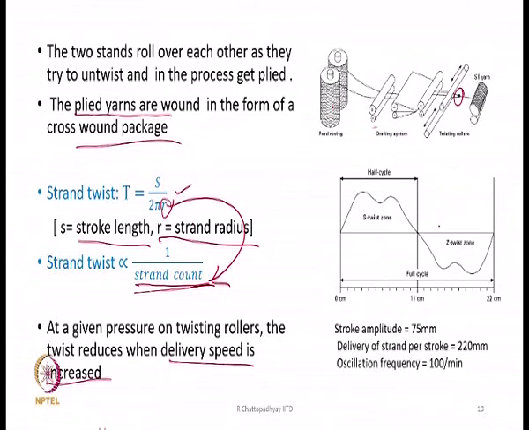Typically, the way the twist varies is shown here. Generally, the stroke length is typically 22 centimeters. So, S twist followed by Z twist, and there is a zone which is 0 twist. It is not really a point, in the actual case it will be a kind of zone. So, S twist will gradually develop, and then it will go down, and Z twist will be there. So, along the length of the individual strand you will have Z S, and between Z and S there is a portion which will be close to 0. Stroke amplitude is 75 mm, delivery of the strand per stroke is 220 mm, oscillation frequency is generally 100 per minute.